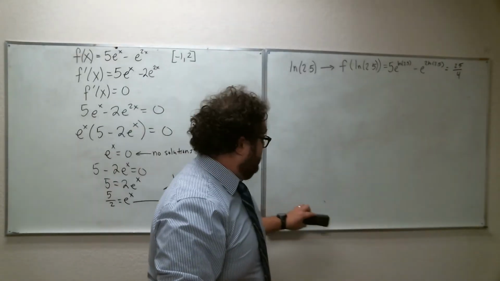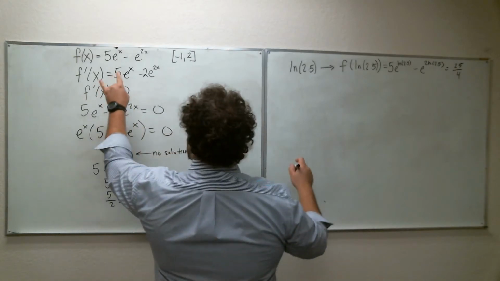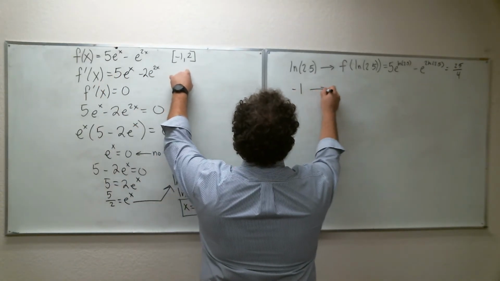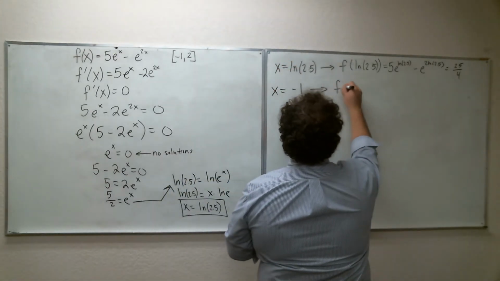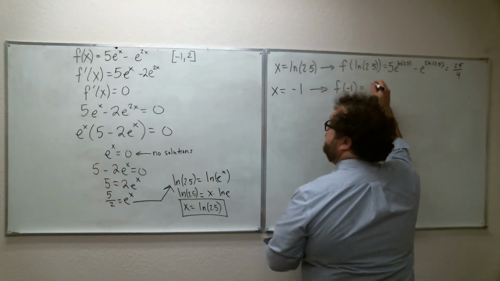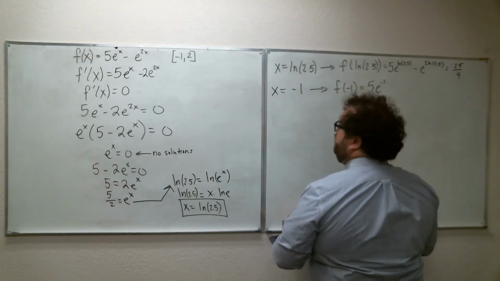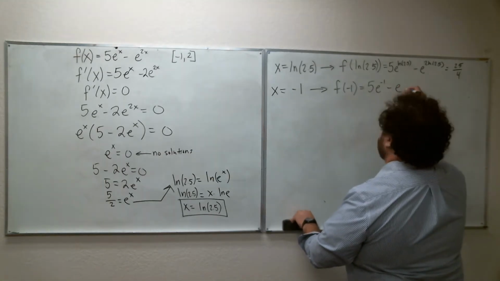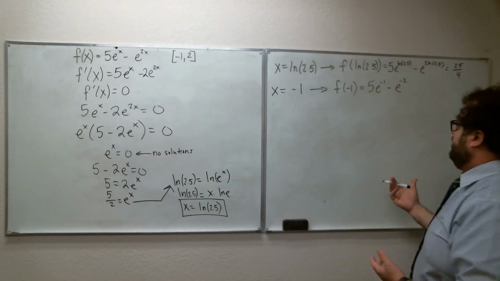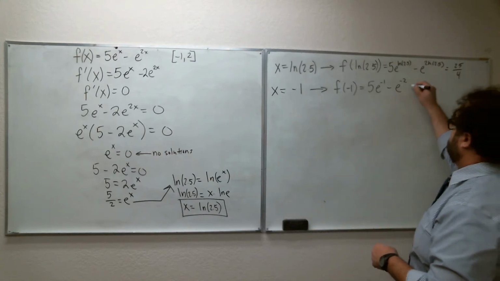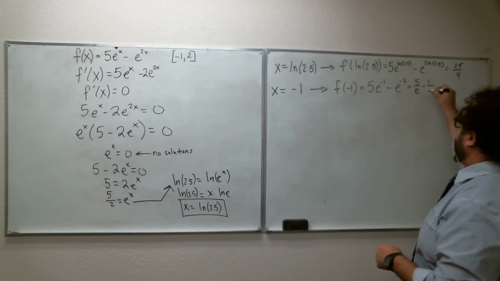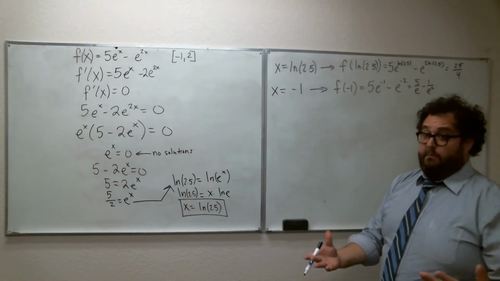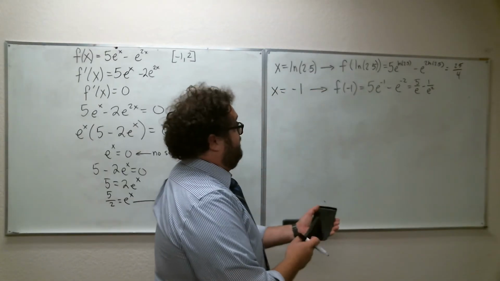And now we need to do the exact same thing for our two endpoints. So we need to do, let's see, -1. So that's an x value. This is an x value. F of -1 is 5 times e to the -1 minus e to the -2 power. Now, sure, we could say that's 5 over e minus 1 over e squared. I don't know what number that is, so we need to get an approximation from a calculator.